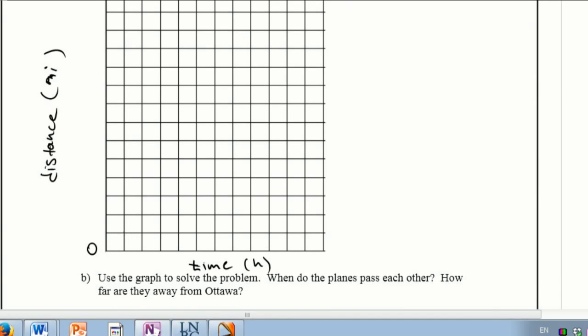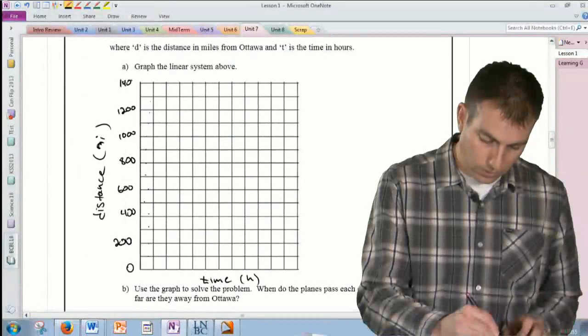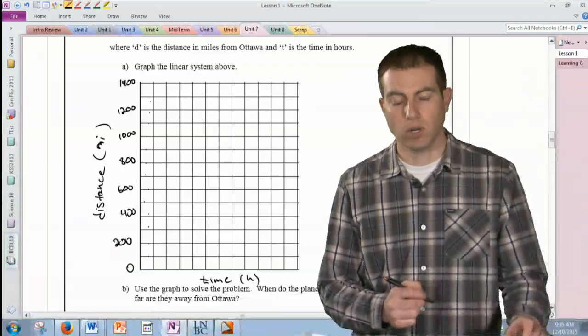So what if I go up by ones? How many boxes do I have? 1, 2, 3, 4, 5, 6, 7, 8, 9, 10, 11, 12, 13, 14. It's like it was planned. We have 200, 300. I'm just going to write every other one just to make some room here. 600, 800, 1,000, 1,200, and 1,400. So that works out.